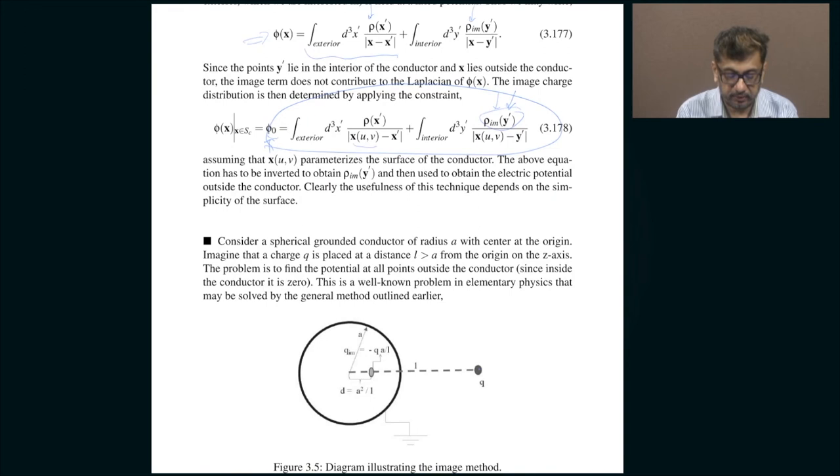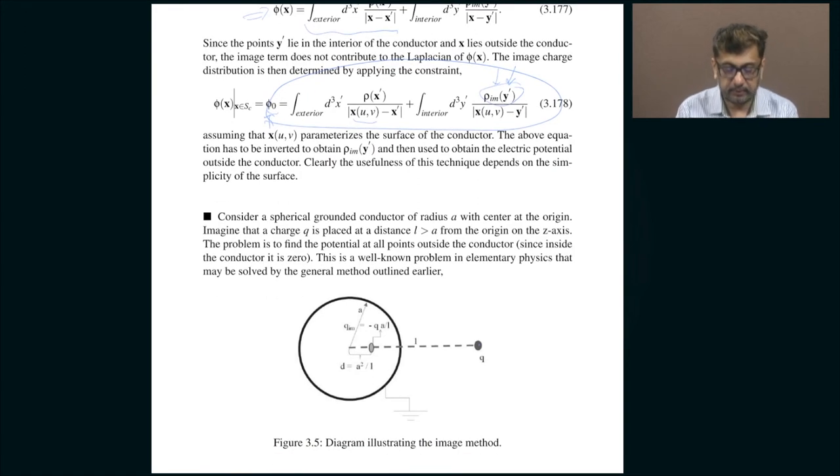So, you can work out standard questions like this. If you have a sphere which is grounded and there is a charge q outside, what is the electric potential somewhere there? For that, it is sufficient to introduce one image charge. You replace the conductor by this image charge and this already existing charge, and you can convince yourself that these two put together will ensure that the potential on all the points on this circle is 0.